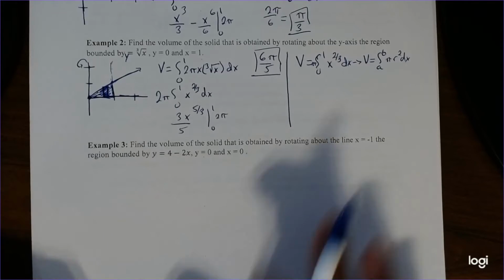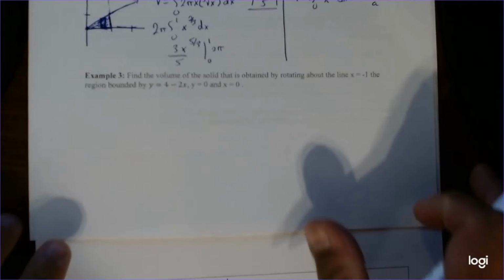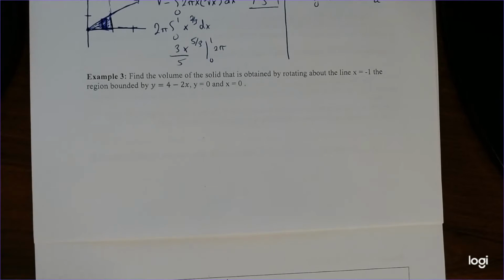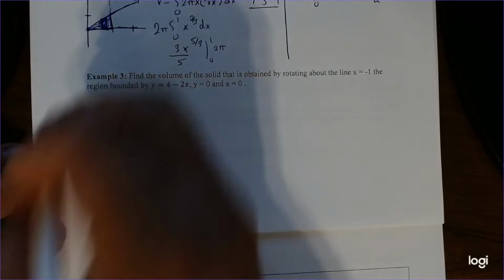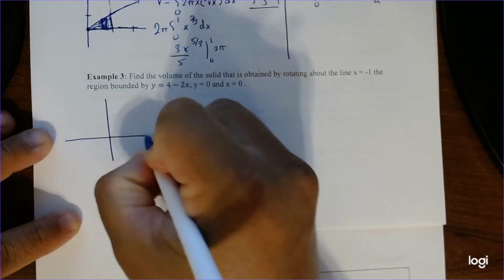Yeah. All right, let's try the last one down here. So find the volume of the solid obtained by rotating about the line x equals -1. So it's a little different now. The region bounded by y equals 4 minus 2x, and y equals 0, and x equals 0. All right, so let's again see what's happening here.